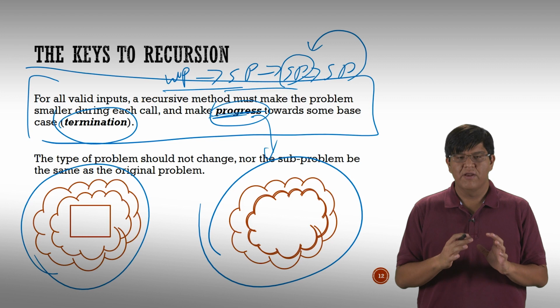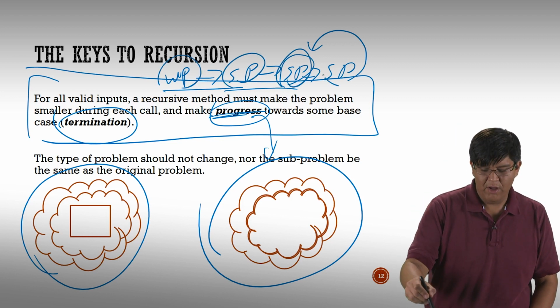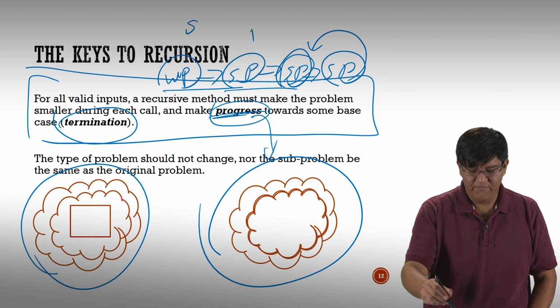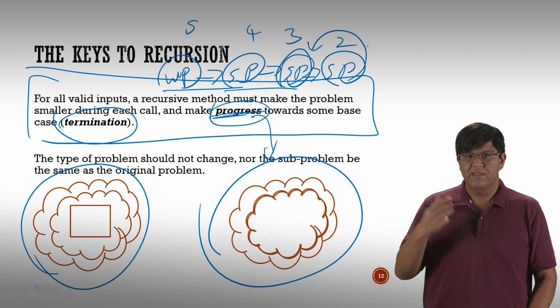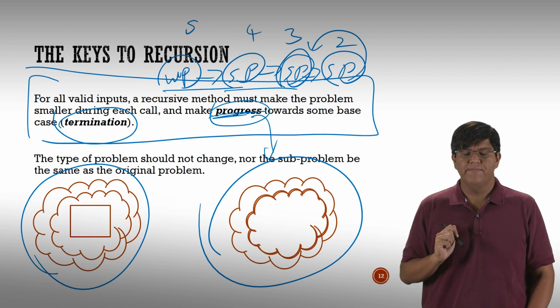As you work through this, your whole problem and your subproblems should always be the same type of problem. What's different is the size. Here it's 5, then 4, then 3, then 2. That's what's different. Just the size; the type of the problem itself should still be the same.